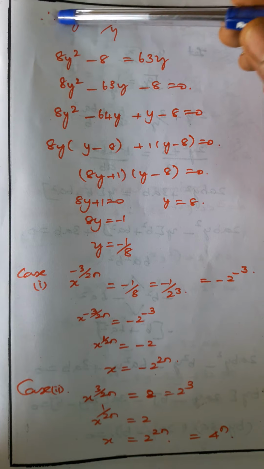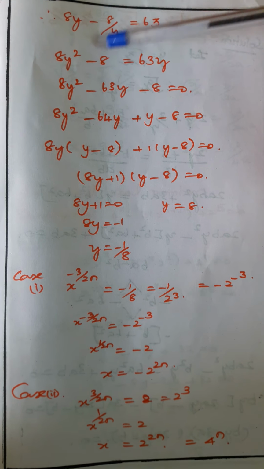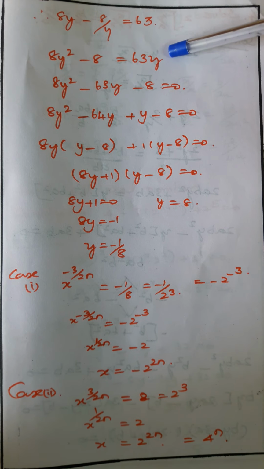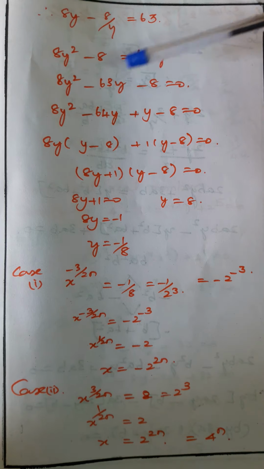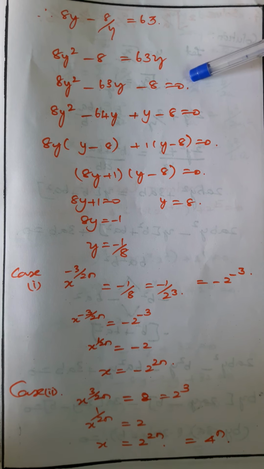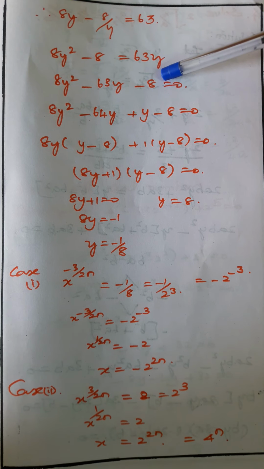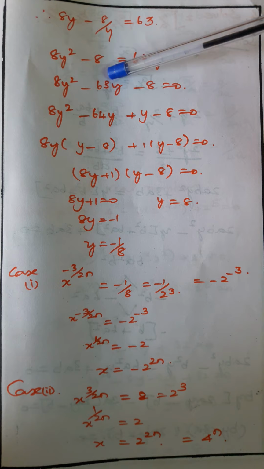Multiplying throughout by y, it is 8y² minus 8 equal to 63y. That is 8y² minus 63y minus 8 equal to 0. So it's a quadratic equation. The product is minus 64 and the sum is minus 63.